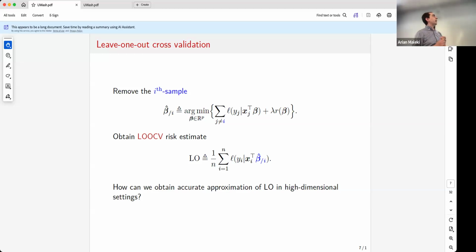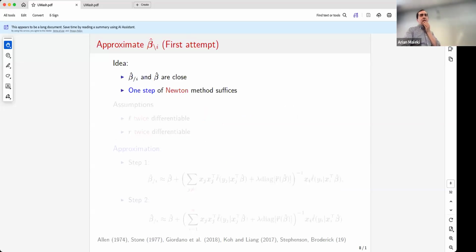That's one of the reasons that maybe we don't like leave one out cross-validation in applications. So again, the approximate data removal problem is the following: can I find an approximation of this that is computationally much more efficient, and still accurate enough? It's an accurate approximation of leave one out in high dimensional settings. So that's, again, the data removal problem in risk estimation.